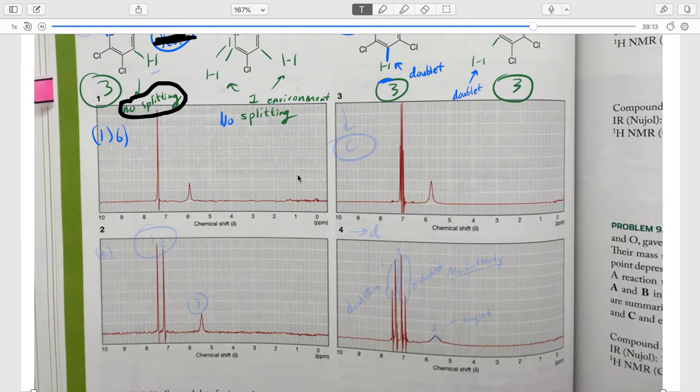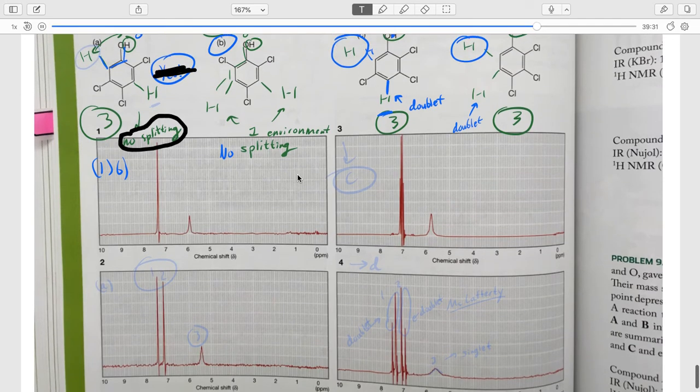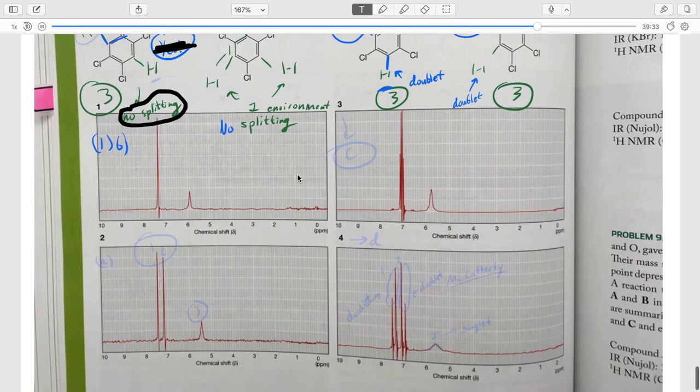Yep, so B gives us no splitting, because those are equivalent. If we were to make this a carbon instead, then we'd get some splitting, but we'd have a different environment too. So now we look at number 2.